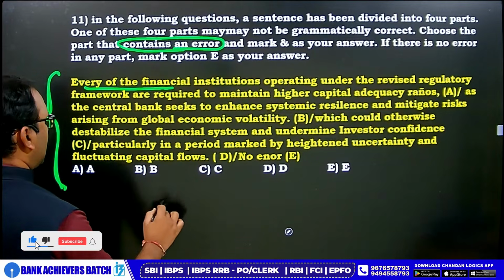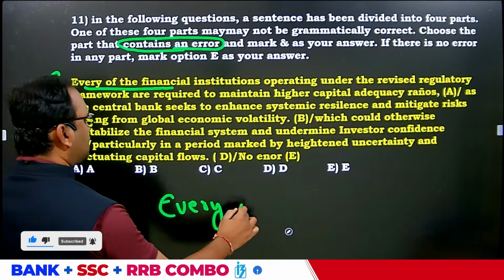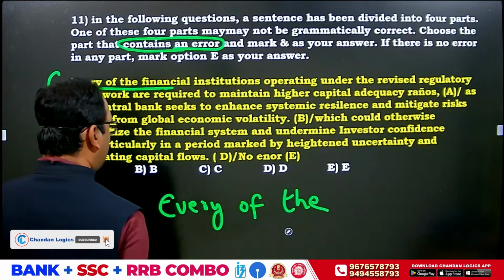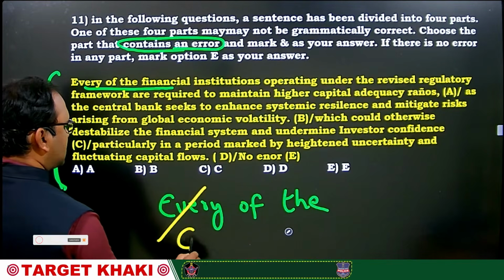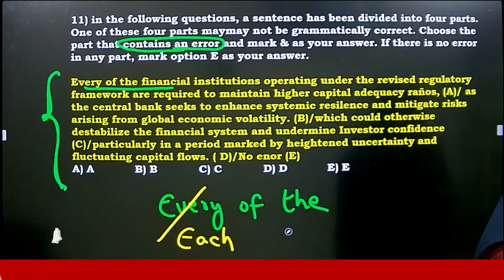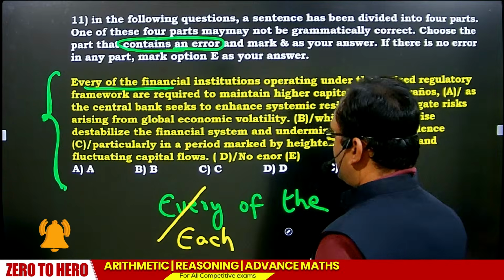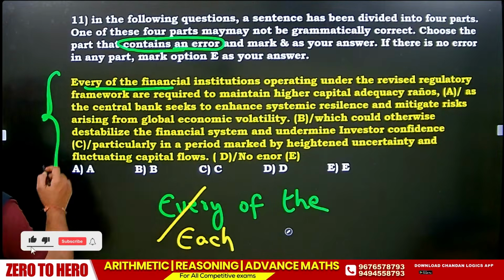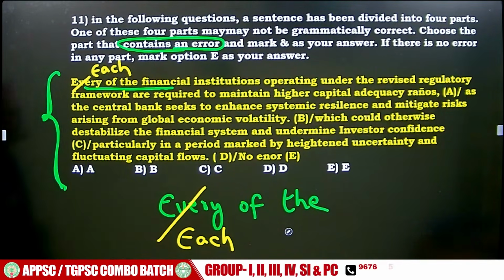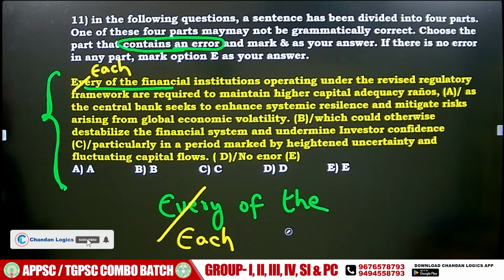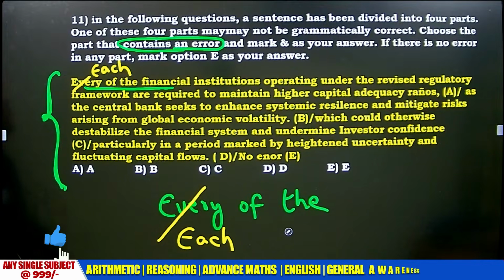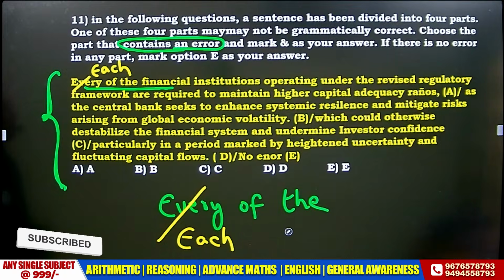Every of the... there is no such expression as every of the in the English language. Instead, you can use each of the, but you cannot use every of the. So very easy question. You have to use each of the. How easy, how simple? But still, if you want to read the complete sentence, it's up to you. I'm not going to read it now because that's not the right way to do it. But if you want, I can help you out.